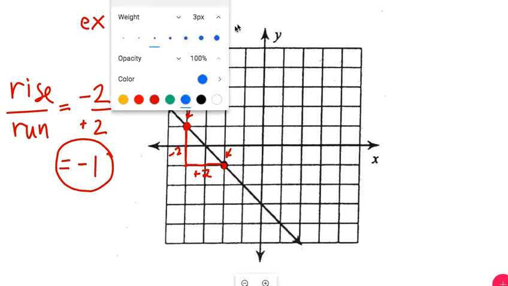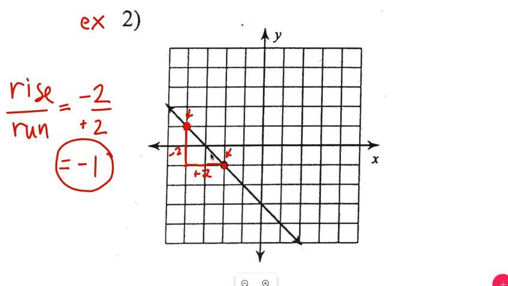Now let me change colors here. If I wanted to start at this point, let's see if we get the same answer. So I rise 2, since I'm going up, it's positive. And my run is also 2, but because I'm going to the left, it's -2. So my rise is 2, my run is -2. That still simplifies to -1. So it doesn't matter where you start. You should get the same answer.